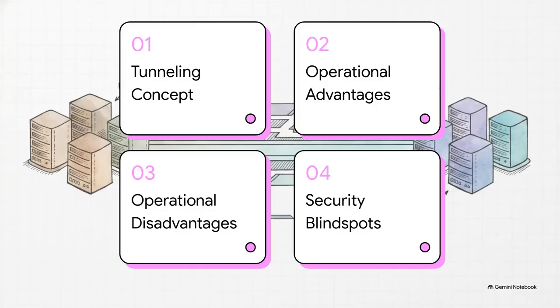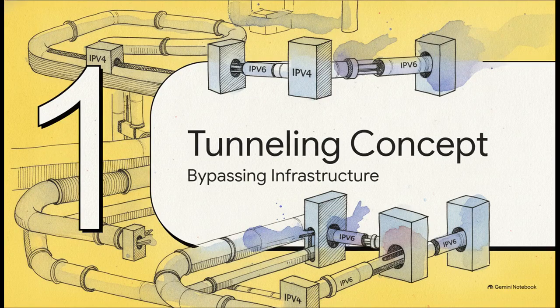Here is our agenda. First, the tunneling concept. Second, operational advantages. Third, operational disadvantages. And finally, the security blind spots. Starting with Section 1, the tunneling concept and bypassing incompatible infrastructure.